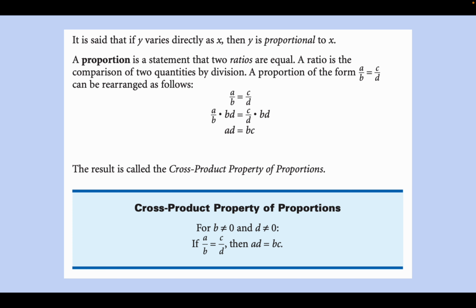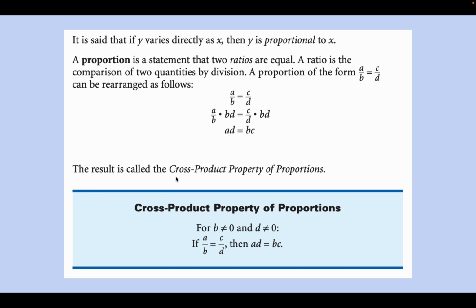A ratio is the comparison of two quantities by division. A proportion of the form a over b equals c over d can be rearranged as follows. a over b equals c over d, a over b times bd equals c over d times bd, ad equals bc. So they're all the same proportion, a over b equals c over d, but this, as you know, is the multiplication property of equality. This is just the same as this, and then this one is cross multiplying here, ad equals cb, the butterfly method. That's how I learned it.